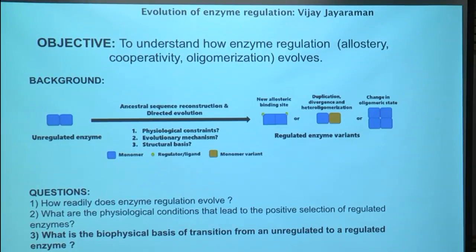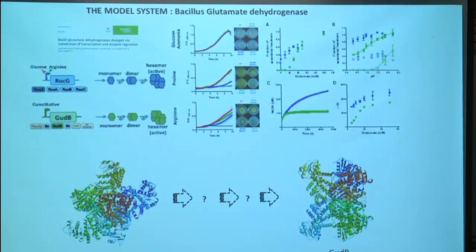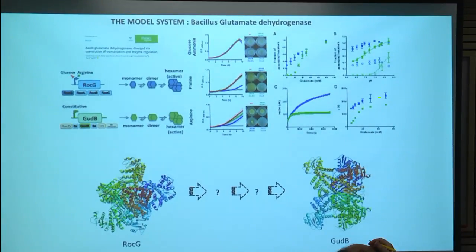So how am I going to do it? The model system that I am going to work on is glutamate dehydrogenase from Bacillus subtilis. There are two paralogs in this organism. One is called ROCG and one is called GUDB. Both the enzymes are functional as hexamers, but the key difference is that ROCG is a constitutive hexamer, whereas GUDB becomes a hexamer only if you add glutamate. So it's a glutamate-induced assembly of the hexamer. We have found growth conditions in which only GUDB expression gives a growth advantage, not ROCG.